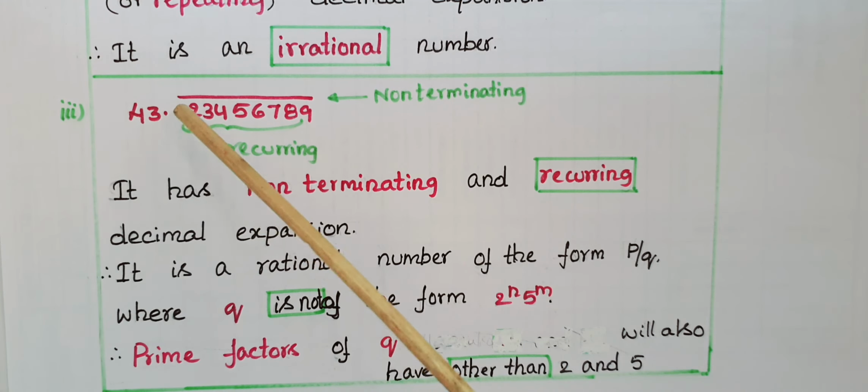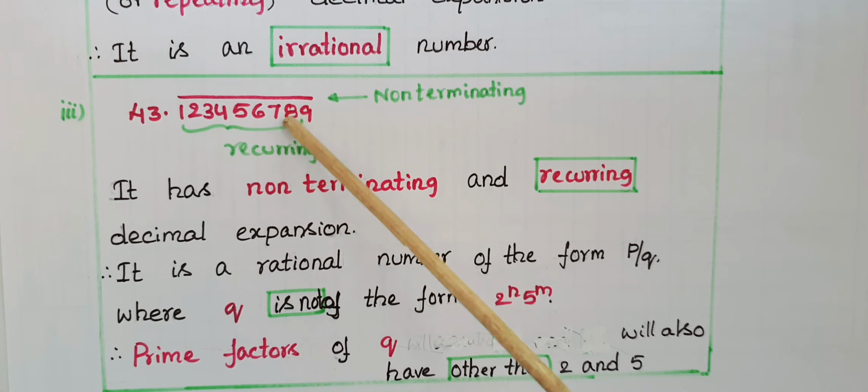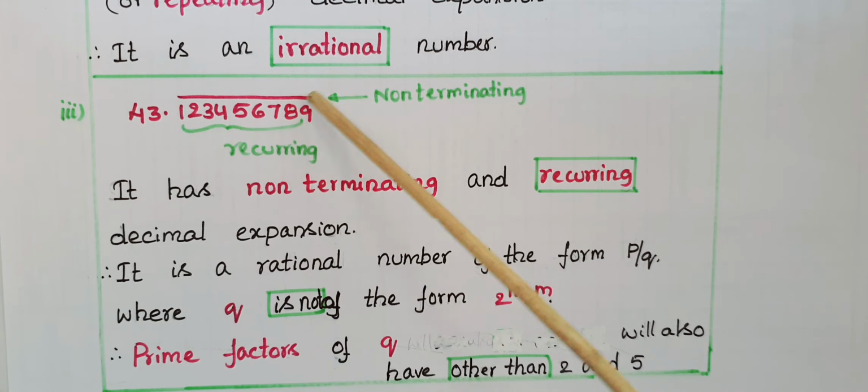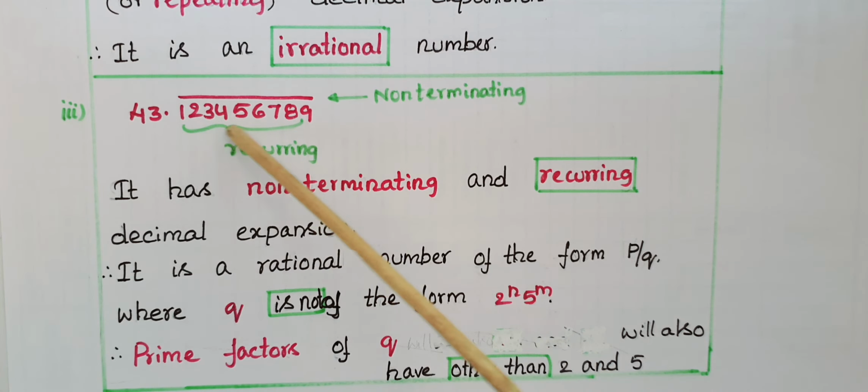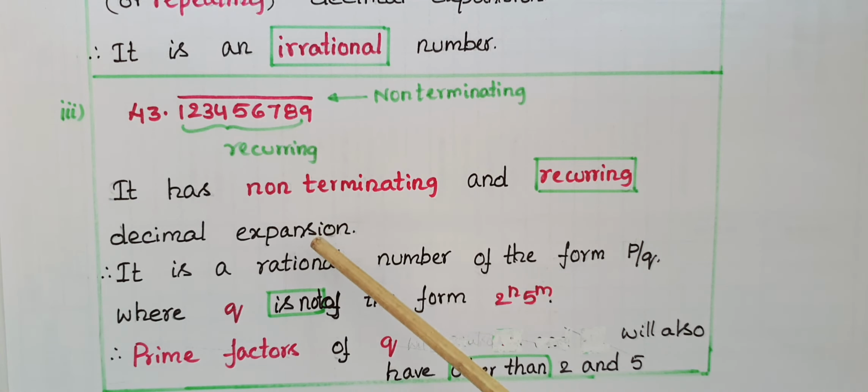Next one is 43.12345678 bar. That means it is non-terminating, and these digits under the bar are repeating, the same digits are repeating. So it has a non-terminating and recurring decimal expansion. So those numbers are rational numbers, we know that.